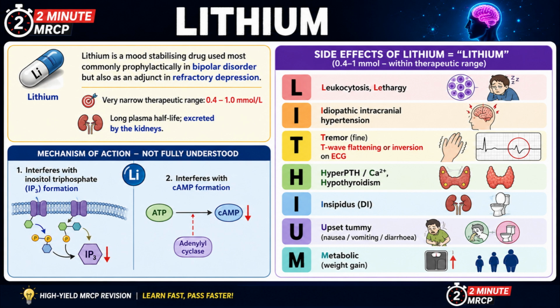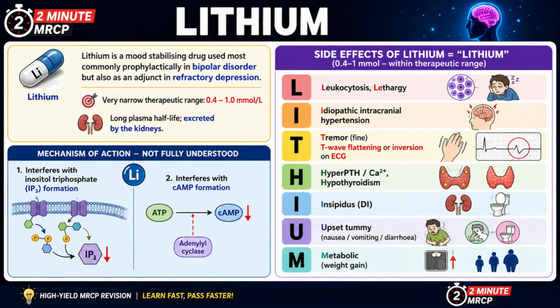It has a long plasma half-life and is excreted almost entirely by the kidneys, meaning impaired renal function can quickly lead to toxicity. The exact mechanism of action is not fully understood, but there are two main theories. First, lithium interferes with inositol triphosphate, or IP3, formation, affecting intracellular signaling. Second, it interferes with cyclic AMP, or cAMP, formation, altering neurotransmitter activity.